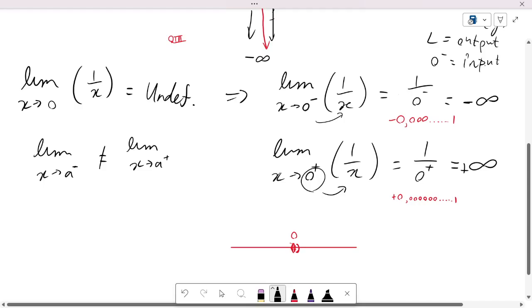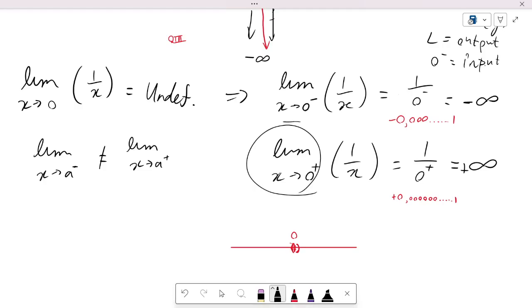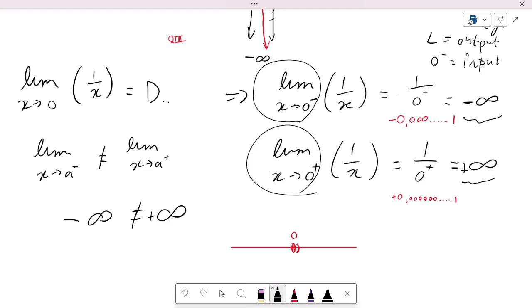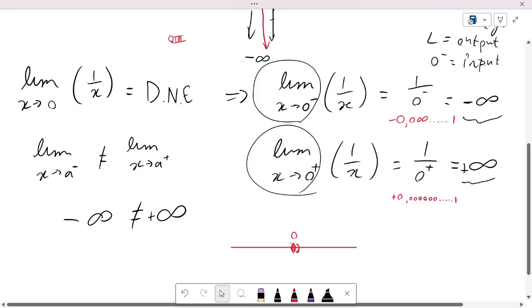Now, for the moment of truth, does this limit exist? The limit as x approaches 0 from the positive side, the right-hand side, and the limit as x approaches 0 from the left-hand side, do they equal? This one is negative infinity, this one is positive infinity. Therefore, negative infinity is not equal to positive infinity. Therefore, the limit does not exist. So we write this down: DNE. The limit as x approaches 0 from both sides of 1 over x does not exist. And that is why we have an undefined answer from a calculus 1 perspective.